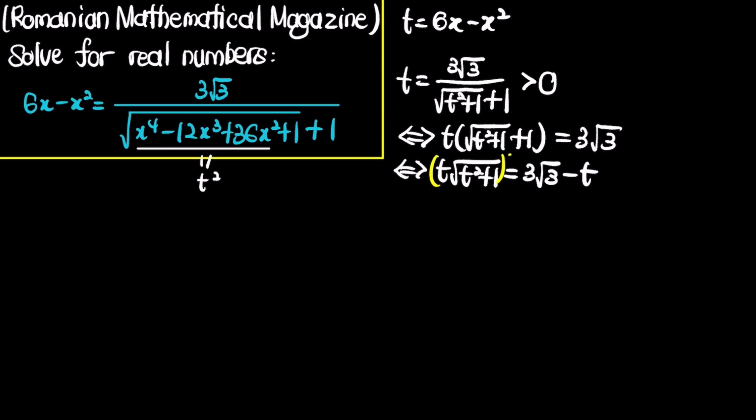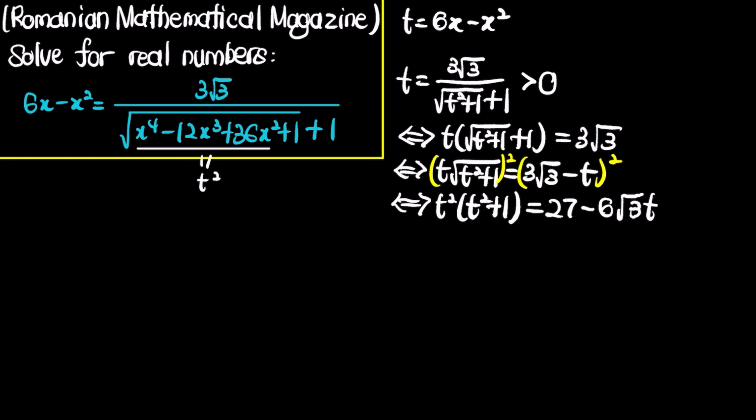So squaring both sides, we get the equation t squared times t squared plus 1 is equal to 27 minus 6 square root of 3 t plus t squared. And then we can cancel off the t squared term on both sides. By rearranging everything, we get t to the power 4 plus 6 times square root of 3 t minus 27 is equal to 0.